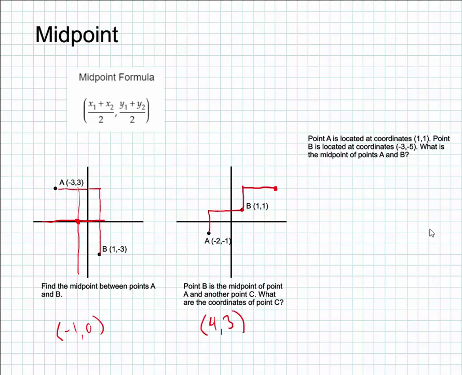So first, we take the average of the x-coordinates, so (1 minus 3) over 2, and then we'll take the average of the y-coordinates, which is (1 minus 5) over 2. So this simplifies to -2 over 2, which is -1, and -4 over 2, which is -2. So (-1, -2) is our midpoint.